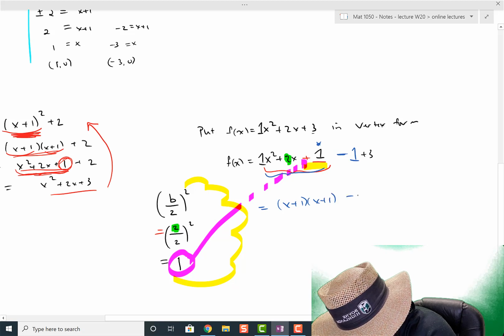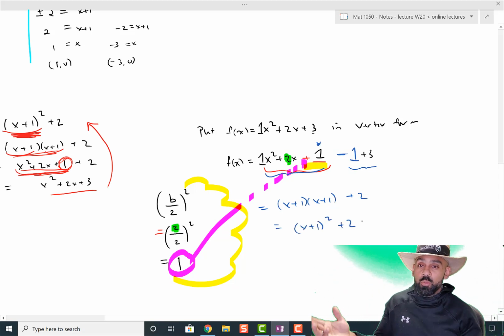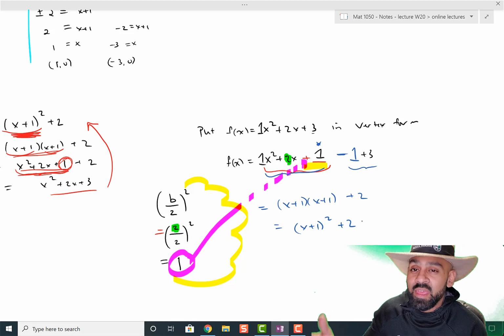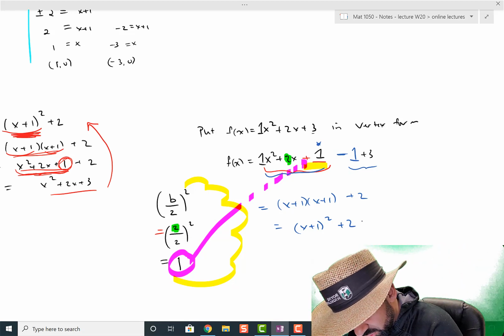And this is going to simplify to plus 2. And then I can write this as x plus 1 squared plus 2. And then, boom, we're in vertex form. Really simple, right? Yeah and no. Okay, so for example, I'm going to draw some things to your attention.